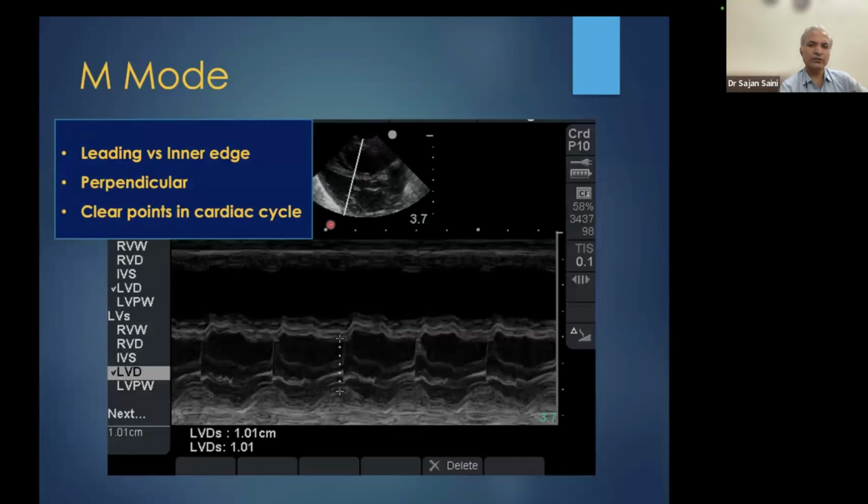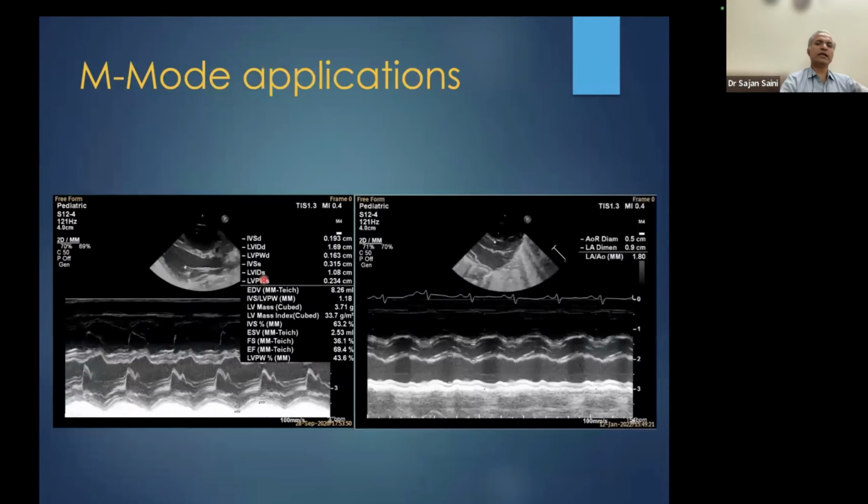We need to align the structure in such a way that the area of interest is exactly perpendicular to this line. If it is not perpendicular, then our measurements are likely to be erroneous. And there should be clear points in the cardiac cycle where we need to put this line. For example, I want to measure the movements of the tips of the mitral valve. So I need to put this M mode at the tips of the mitral. So these are the three things we need to remember while using the M mode.